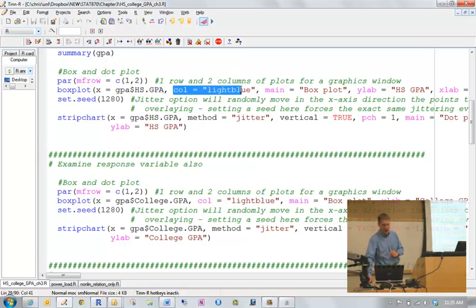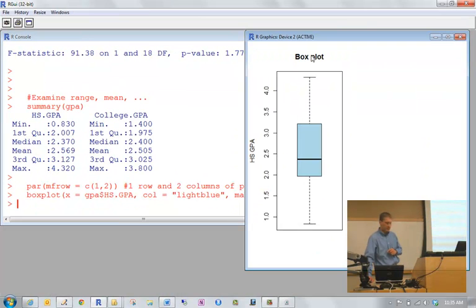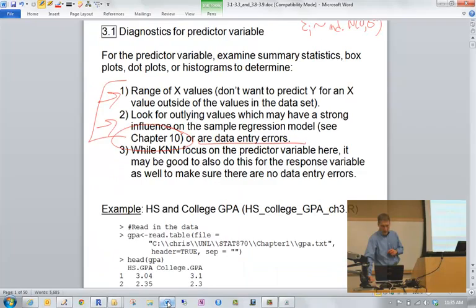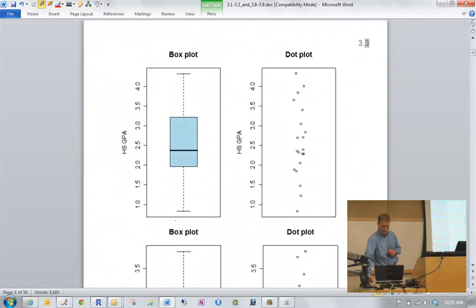Then I have some options here. What do I want the color inside the box? Let's say light blue. Put a title on the plot, y-axis label, and I have no x-axis label. So let me just go do that real quick. And so there's my plot. Let me jump over here back to Word again. Okay, so that's a simple box plot for high school GPA.